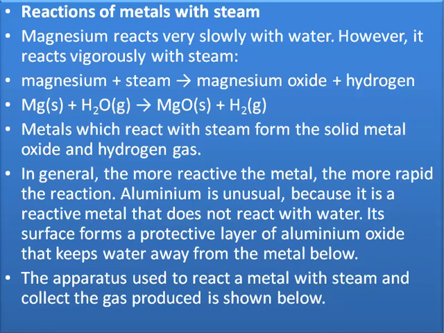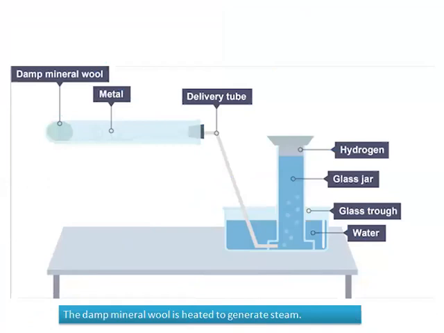Below is the picture. The next slide shows the picture where the metals react with steam and we can see the collection of hydrogen gas. We have a test tube which has a lump of glass wool soaked in water placed at the bottom of it. A metal sample is also placed in it, kept horizontally, attached to the delivery tube, and the end of the delivery tube is immersed in a glass jar filled with water.